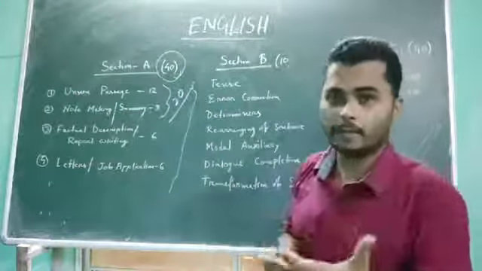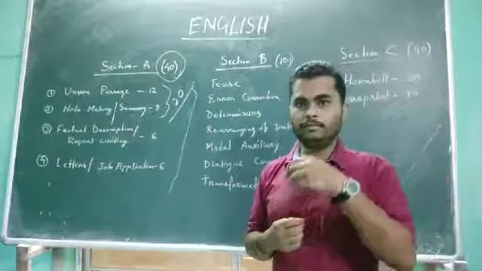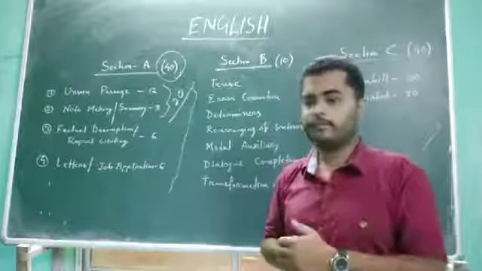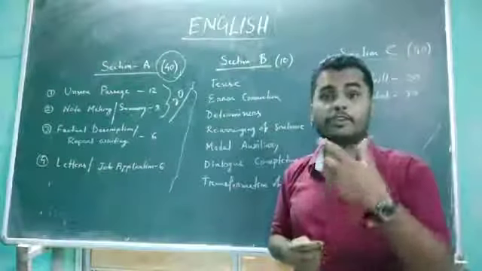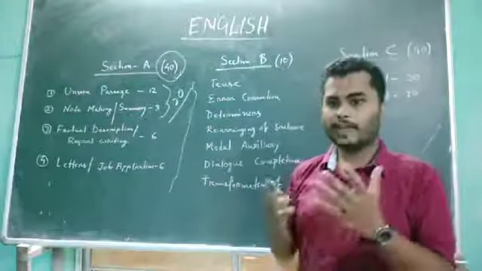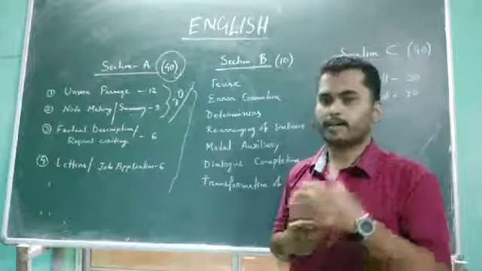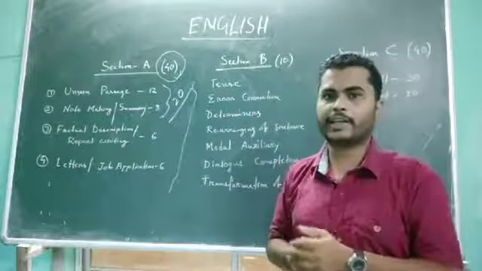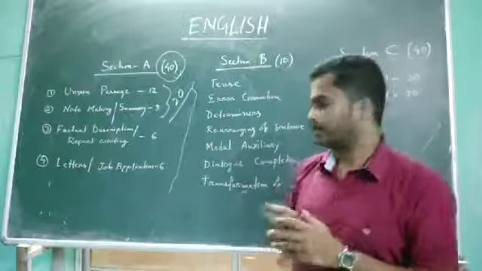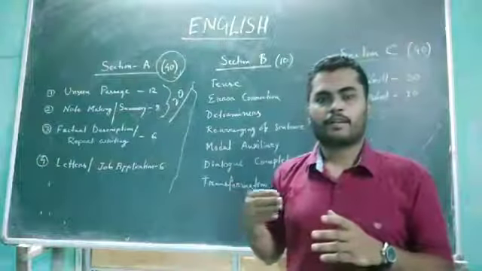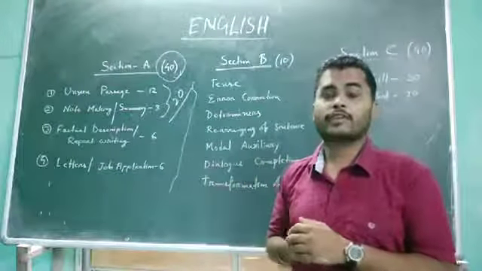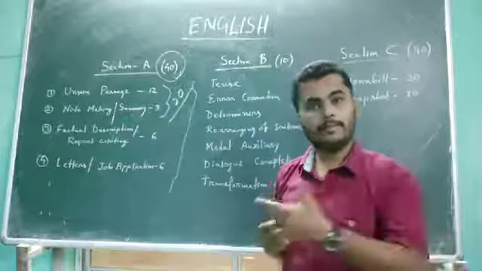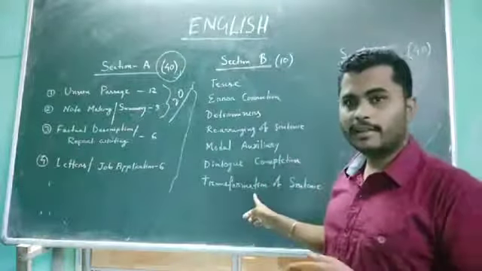There will be degree of comparison, then affirmative to negative, assertive to interrogative, simple to complex. So you have probably studied these in classes 9 and 10: transformation of sentence, how to change the degree, how to do simple to complex, affirmative to negative, assertive to interrogative. So we call these transformation of sentence.